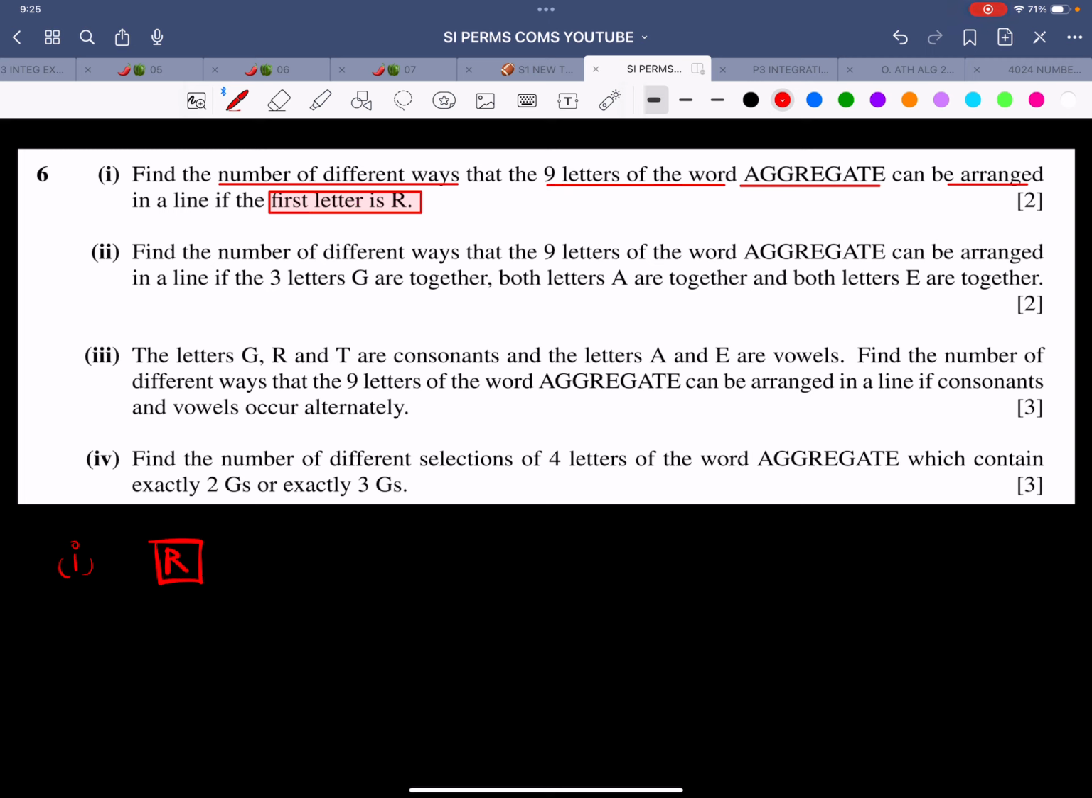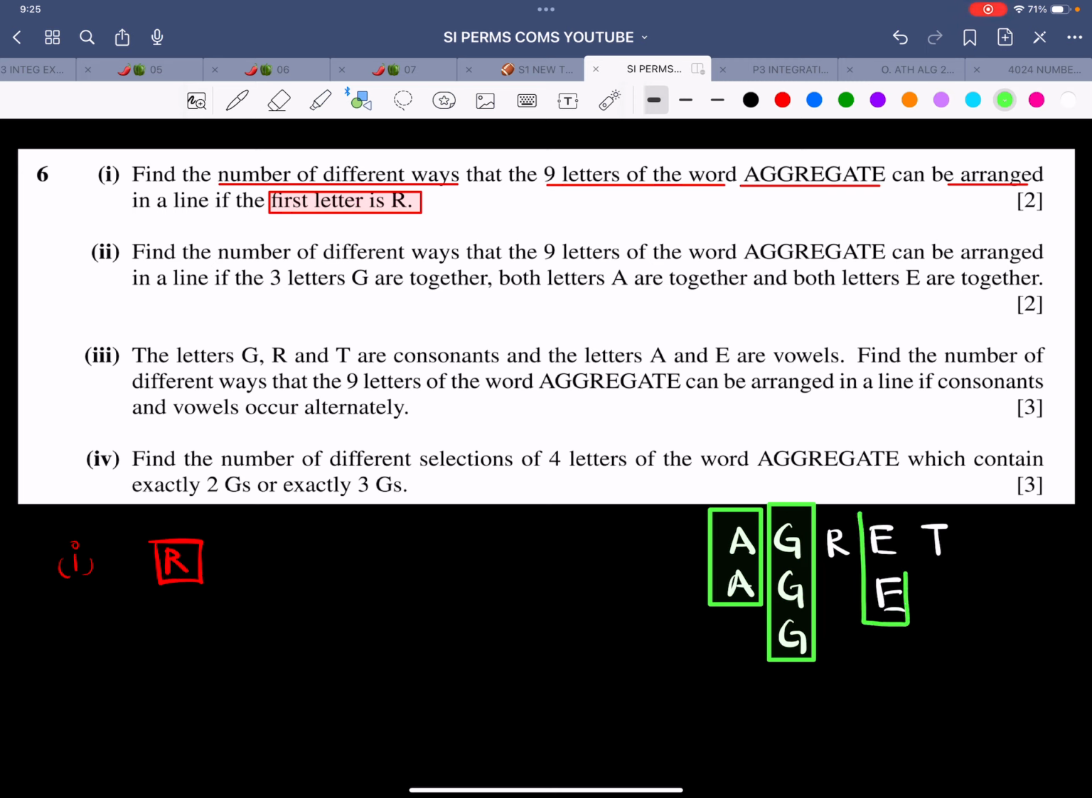And even before that, let me first write down the necessary thing. A, G, G, R, E, G, A, T and E. This is the first thing that needs to be done. So let me just highlight this thing and draw a box around it. There are 2 A's, there are 3 G's, there are 2 E's. How much is that? That's 2 and 2, 4, 5, 6, 7, 8 and 9. That adds up to 9.